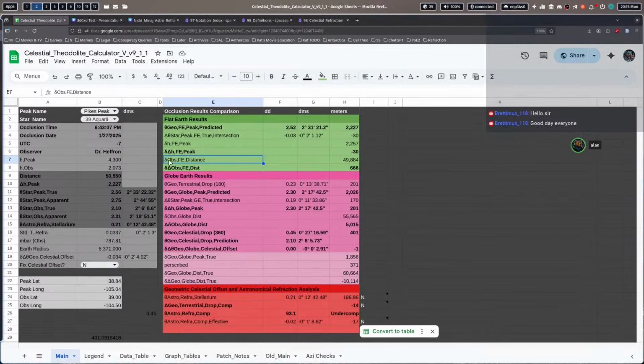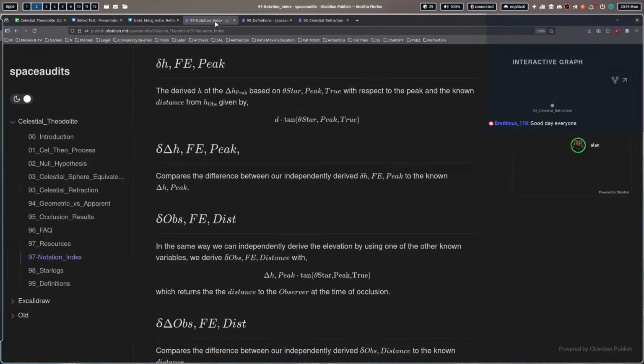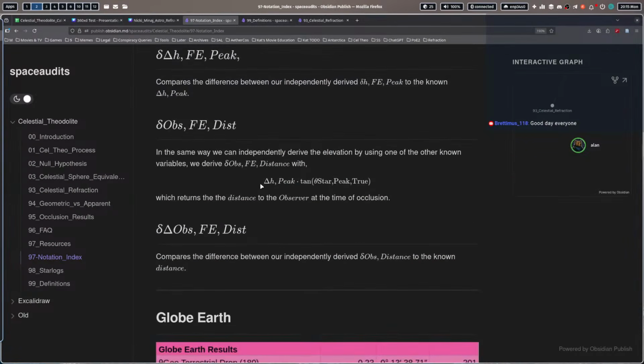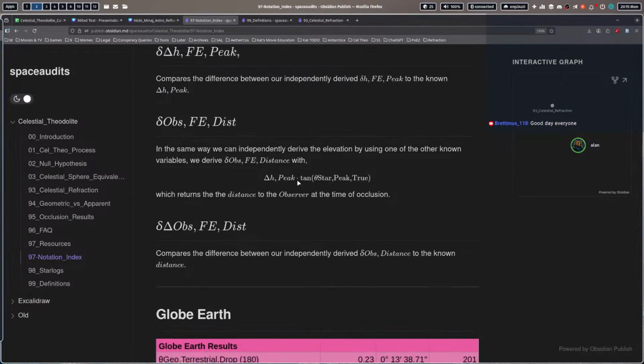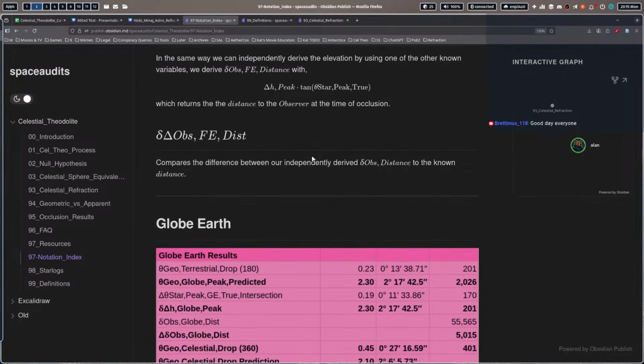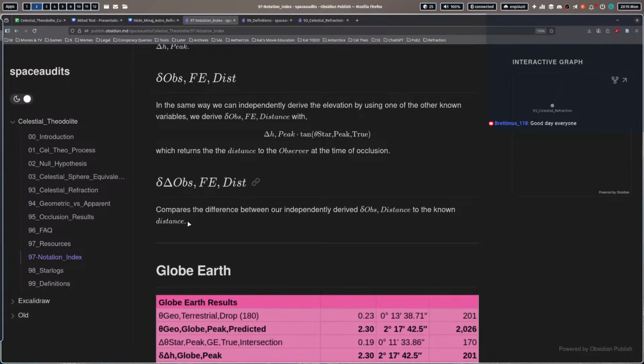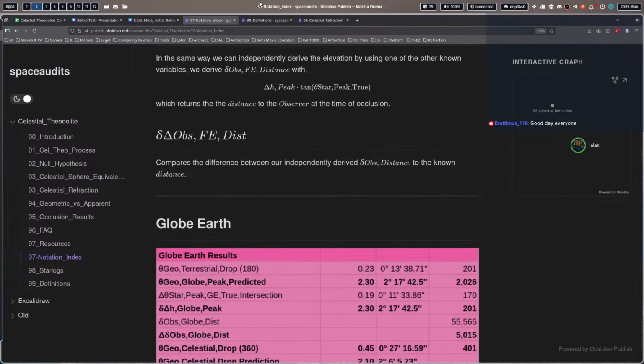And we do the same thing for the distance function. Because we know one of the other variables, we know the occlusion timing, and we know the true elevation, we know the delta H. So now we can derive the distance. When we do that, we get this number over here, applying the same kind of trig function that we did to get the elevation, but just using the opposite of the other known variable that we already knew. And that gives us the flat earth distance derived.